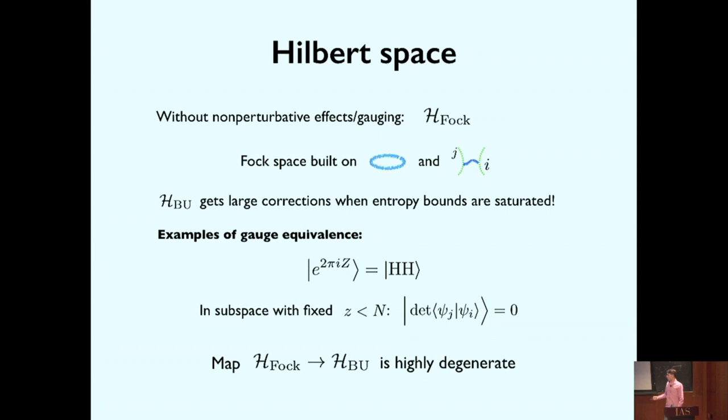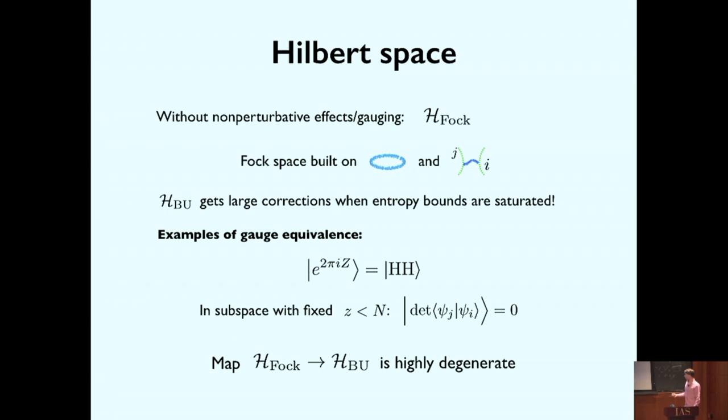But the Bekenstein-Hawking formula tells me there just aren't that many states. And there's an entropy bound to tell me how much information there is. That is exactly when this projection that throws out these non-gauge invariant states is showing this massive degeneracy.